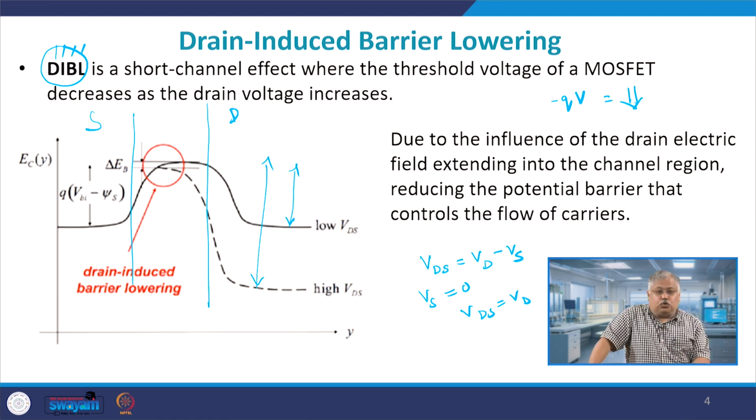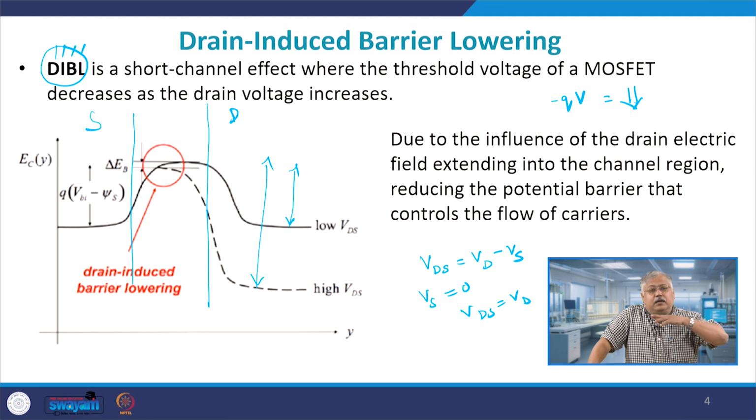And let us look at the source side. On the source side, what I have written is q times V built in minus psi s. Why? V built in is primarily the potential barrier which the electron has to face across the depletion region to move towards the channel, that is V built in. And why minus psi s?